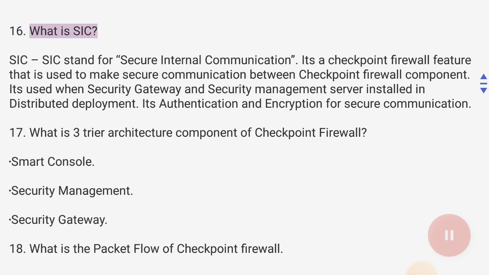16. What is SIC? SIC stands for Secure Internal Communication. It's a Checkpoint firewall feature that is used to make secure communication between Checkpoint firewall components. It's used when the security gateway and security management server are installed in a distributed deployment. It provides authentication and encryption for secure communication.